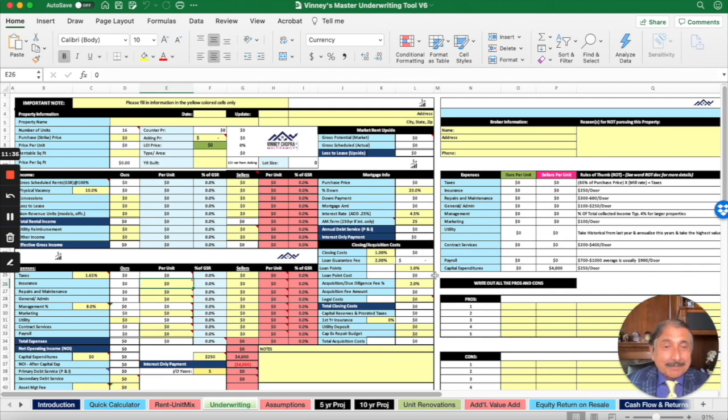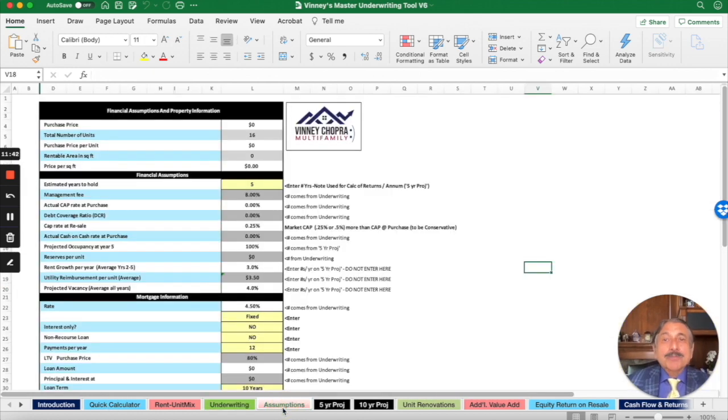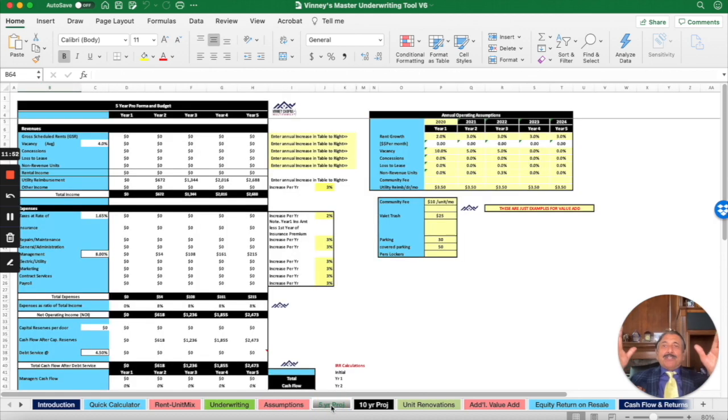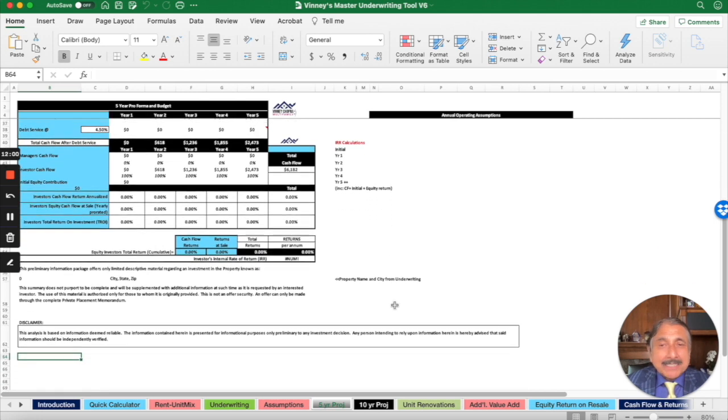You might ask me. If you look through here, underwriting is here, assumptions is this tab, all intertwined. You can only fill in the yellow cells, remember. That's all. And then we'll have 5-year projections already done for you guys. It's amazing what this worksheet will do for you. This is the best analyzer.